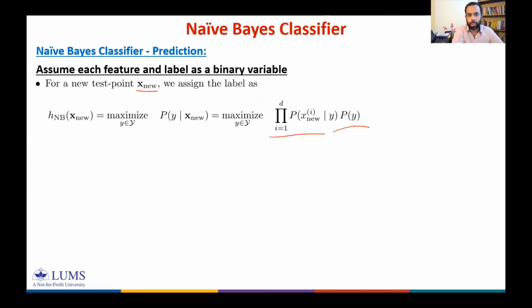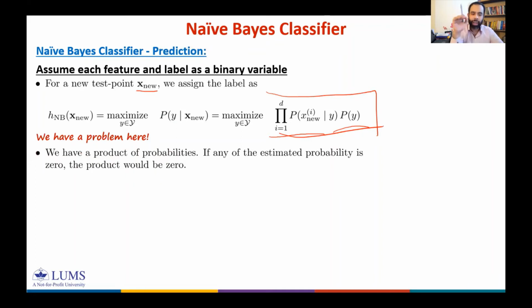But we have a problem here. If you observe, we have a product of probabilities, which we are computing from the data. There is a possibility that the estimate of one of the probabilities is 0. Consequently, if any of the estimated probabilities is 0, the product would be 0. How do we resolve this? The solution is termed additive smoothing or Laplace smoothing.